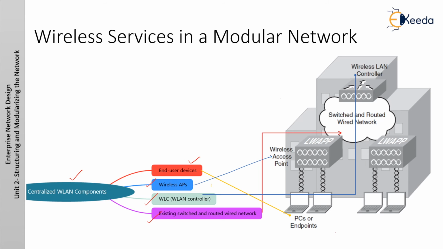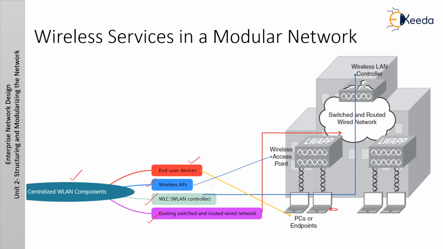So let us start with end user devices. End user devices are simply your laptops or mobile devices. A PC or other end user device in the access layer uses a wireless NIC to connect to an access point using radio waves. Here NIC is the network interface card, through which we can connect.